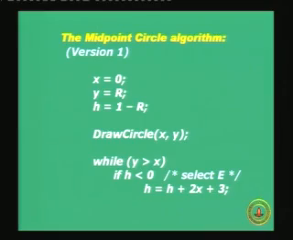Okay. So, come back to the code. While y is greater than x, you look at the value of the decision variable, in this case h instead of d, compare it with 0. If it is negative, select east, and if you select east, you remember that the delta E, or the increment in the case of east, was 2x plus 3. Okay, it was 2x plus 3. So, increment h by 2x plus 3. So, you see h is starting from an integer, which is 1 minus r, and it is also going to be incremented by an integer 2x plus 3.